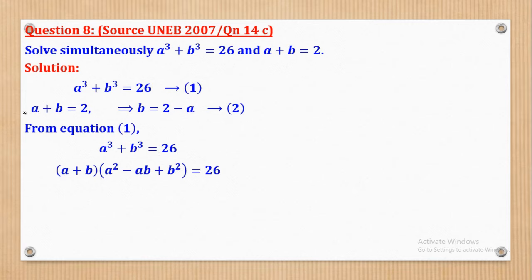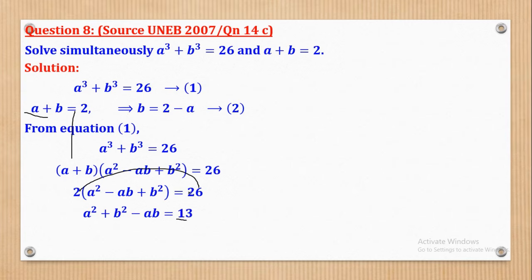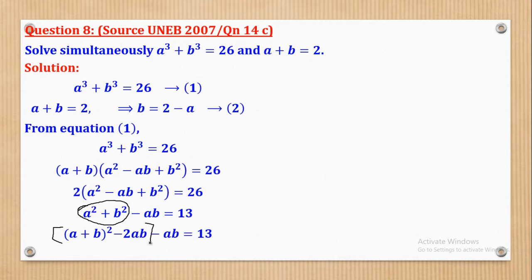Now the good thing, I know that a plus b is equal to 2, so I substitute to come up with that. When I take this one this side, I'll come up with 13, because 26 over 2 is equal to 13. Then from there, I'll realize that this one, still in identity, is the same as this. Therefore, substitute a plus b is equal to that, but there's a square, that is why you put square here. Then this and this gives you minus 3ab equal to 13.